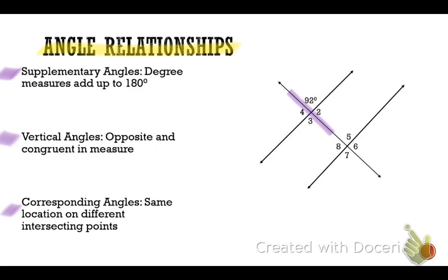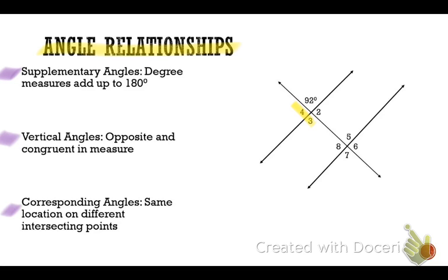Let's point out some other supplementary angles on that intersection. What would be supplementary with angle 2? Angles 2 and 3. What about angles 3 and 4? Angles 3 and 4, they're next to each other, side by side. They share the common point, and they lie on the same side of the line.